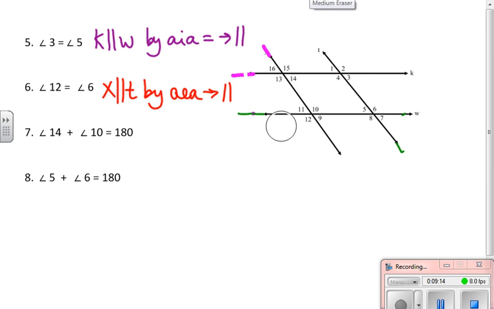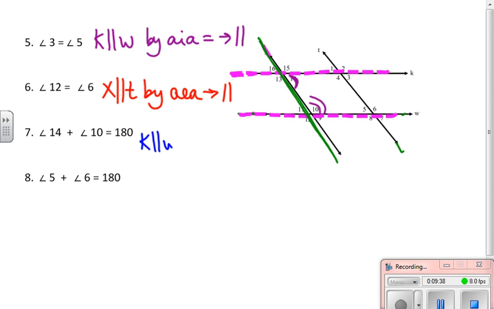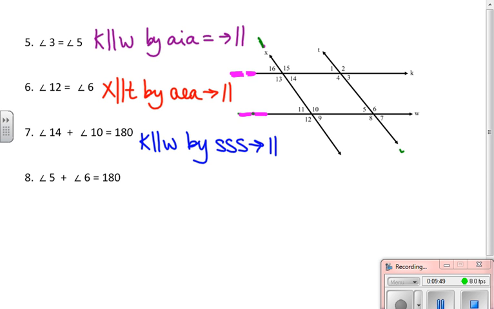Now we're looking at some supplementary relationships. If I look at 14 and 10 adding up to 180, notice they're not equal, they just add up. What lines form them? Here and here. Here's my transversal. They're on the same side and inside, so K is parallel to W by same side supplementary, implying parallel.